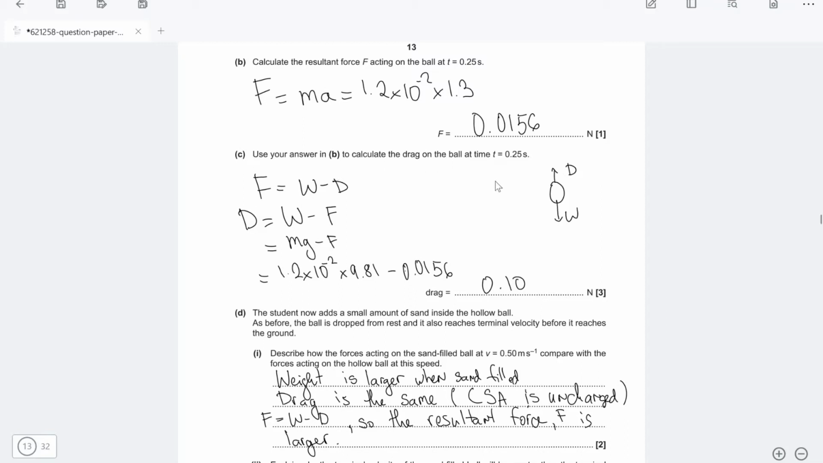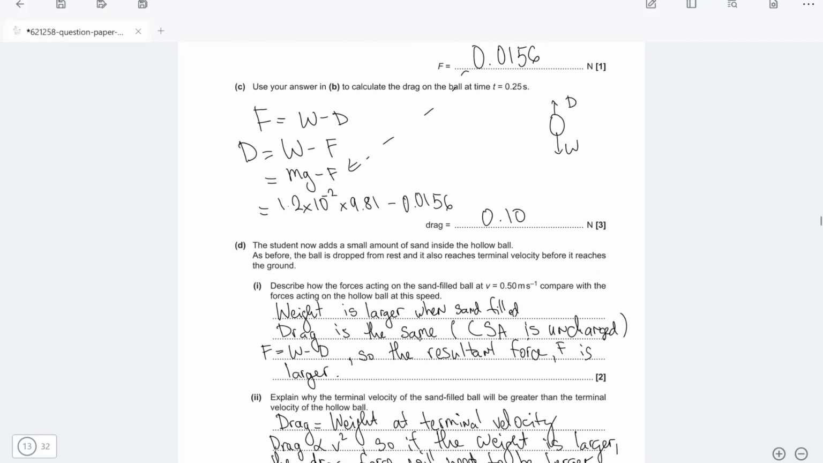Part C, use your answer to calculate the drag on the ball at the same time. Well, let's do a little diagram. We have the drag upwards and then we have the weight downwards. The resultant force will be given by W, the weight, take away the drag, because they're in opposite directions. Rearranging for the drag, we're going to get that the drag will be equal to the weight, take away the resultant force F. The weight is given by mg, and the resultant force is what we've just calculated. So 1.2 times 10 to the power minus 2 times 9.81, that's your weight. Take away 0.0156, and we're going to get about 0.10 newtons as our answer.